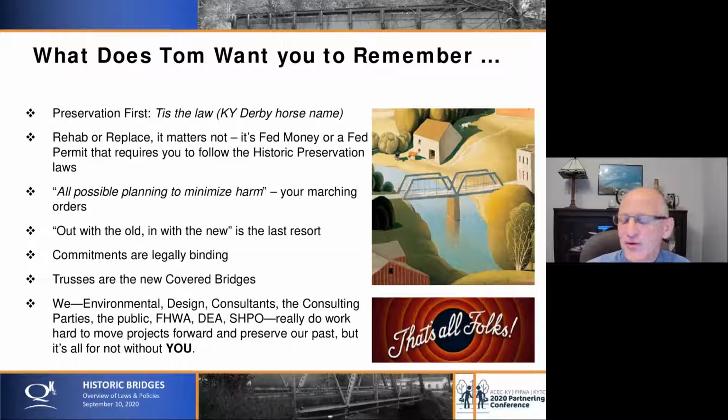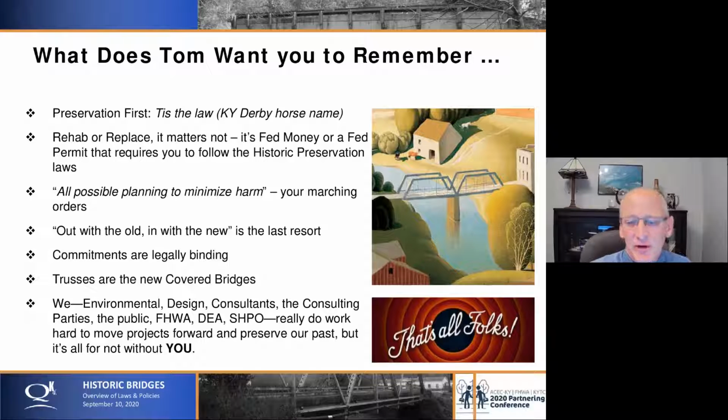Out with the old and in with the new is indeed possible. As we've seen, it has to happen, but it's the last resort. Commitments are legally binding, and we have to carry those things all the way through. They're not suggestions. They're not just random notes on plans. They are things that have to happen.